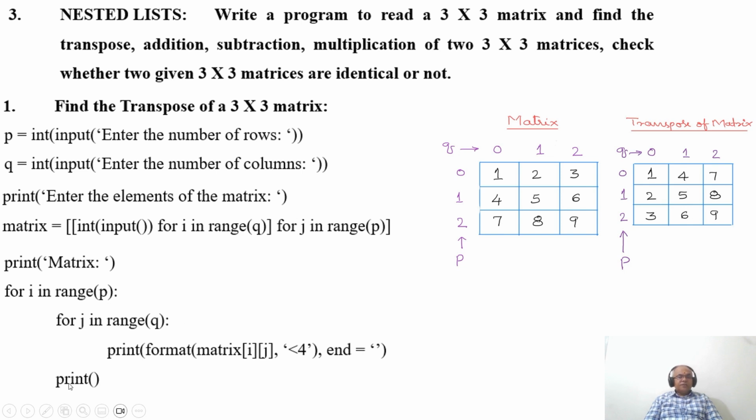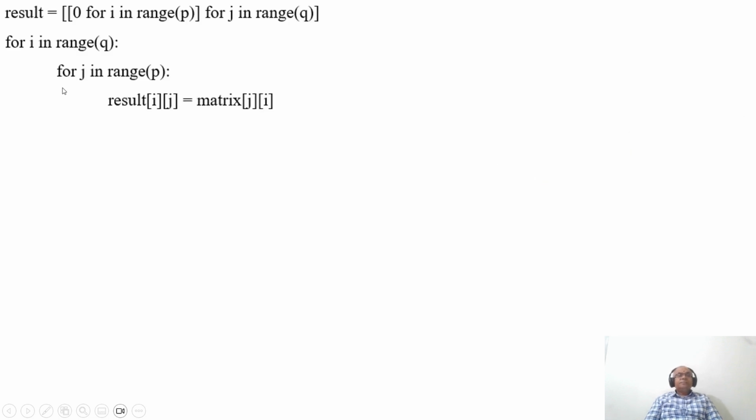Then it comes to this print function, it goes to the next line and again it goes back. Then i is equal to 2 plus 1, it becomes 3, 3 is less than 3, the condition is false, it comes out of the outer loop also. So this is how we enter the matrix. Now I want to go to the result.